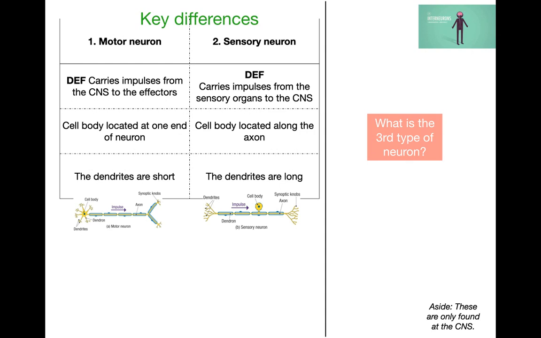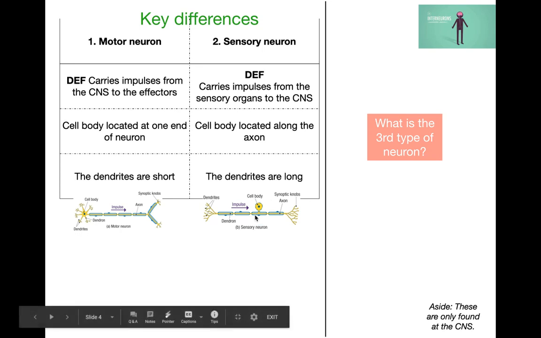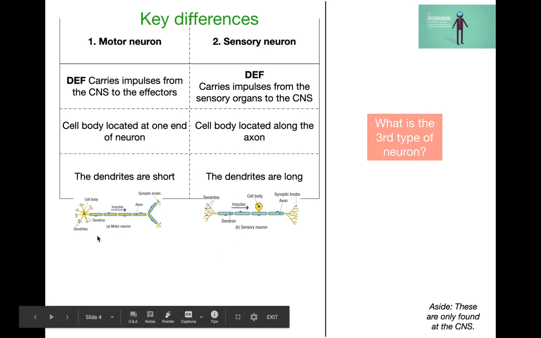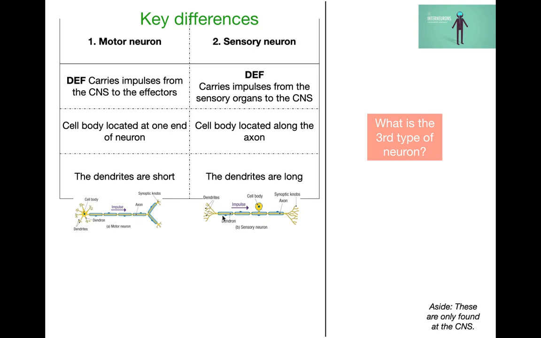So the next thing is questions that would come up and ask you, what are the key differences between the different types of neurons? You might know the obvious part that we looked at so far, which is that the cell body has a different location in the motor neuron compared to the sensory neuron. In the example of the motor neuron, we know the cell body is found on the end of the neuron, here on the left. And the difference in the sensory neuron is that the cell body is found along the sensory neuron.